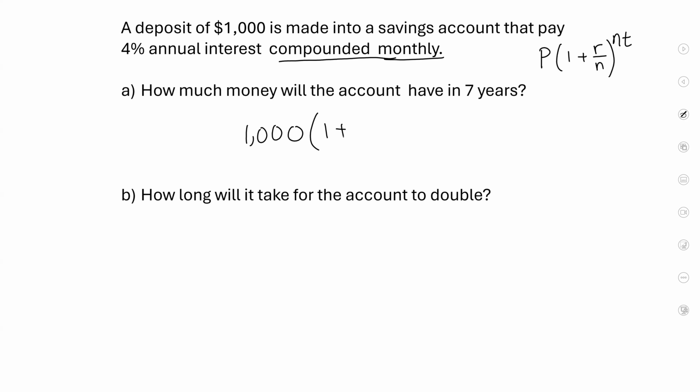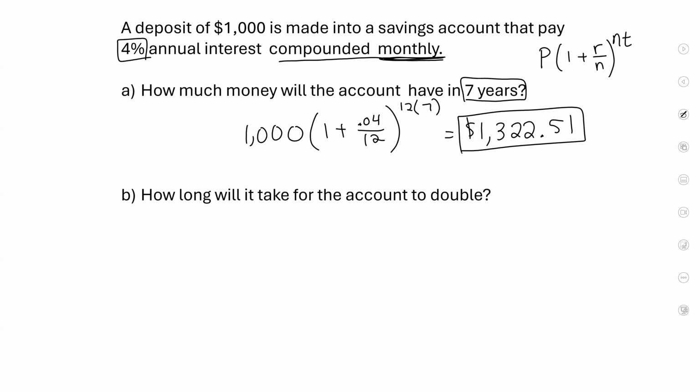So 1 plus my rate, change that percent to a decimal, so 0.04 over. Guys, if it's being compounded monthly, what should I write? 12, because there's 12 months in a year. And you put 12 out here and you multiply it by 7 because we want 7 years. Guys, go ahead and type that into your calculator and give me an answer. Good. Thank you, Lorraine.